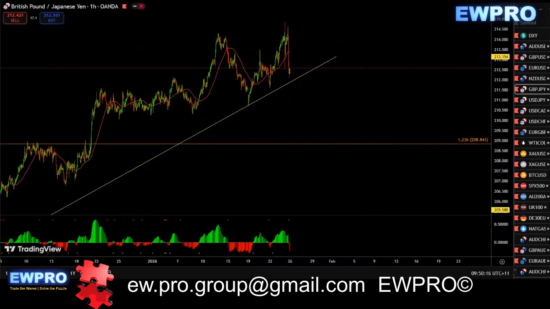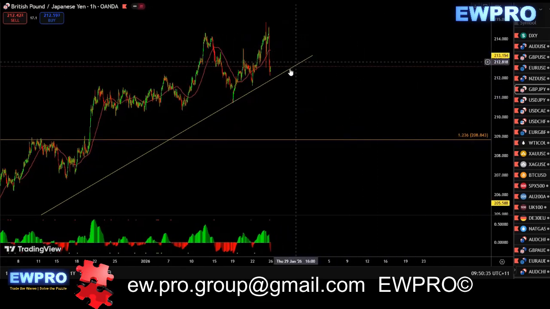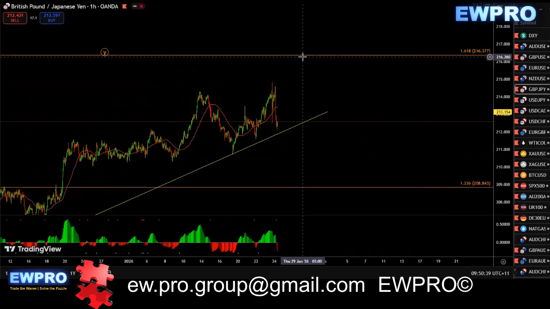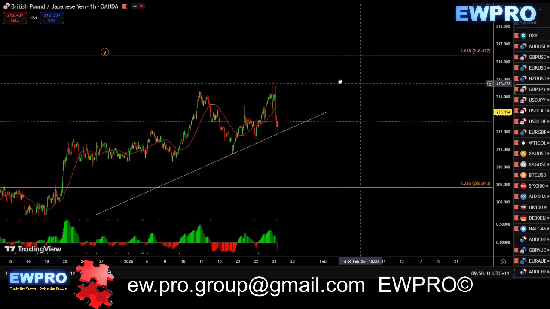Ideally, we get a nice impulse down here, breaking these lows, and then a correction. And then we could look for a sell. I'm more interested in a sell with all the bearish divergence. But yeah, we just haven't got that sell yet. And if you're scalping buys, I'd be very careful of this 161.8 here.